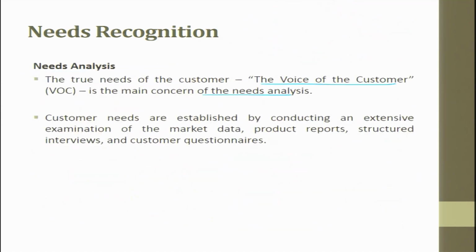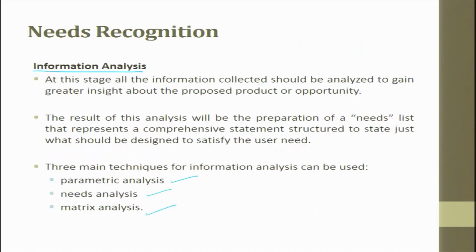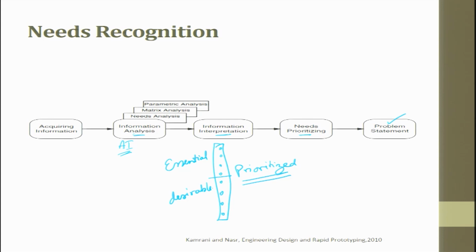So, if you go back, this is a very, very important cycle which we have gone through. It is the need recognition. In the need recognition, we had acquiring information, then information analysis, information interpretation, need prioritization, and problem statement forming. So, we would stop here.